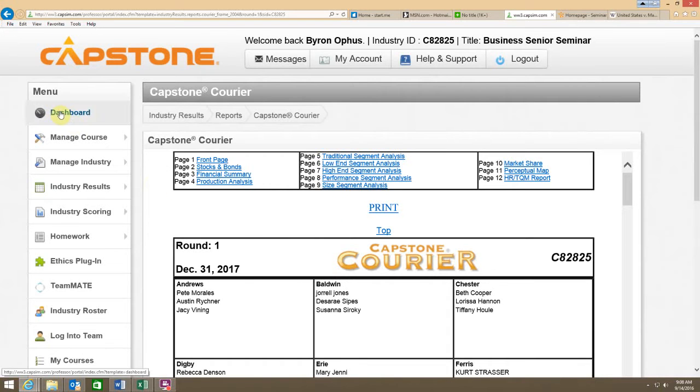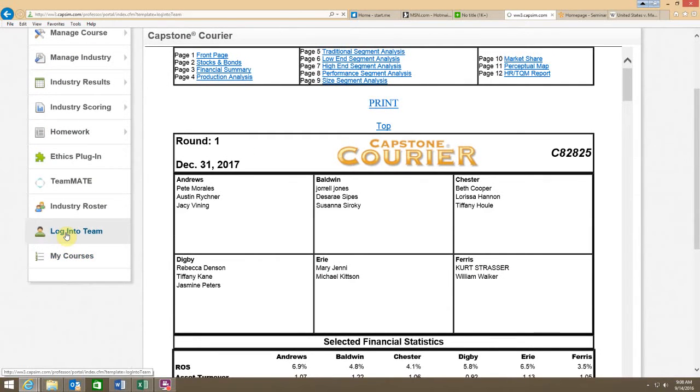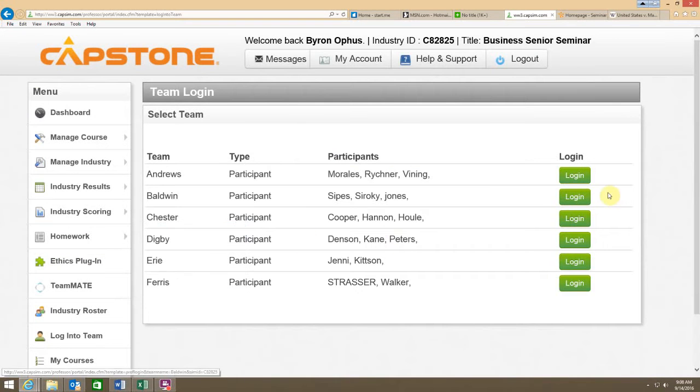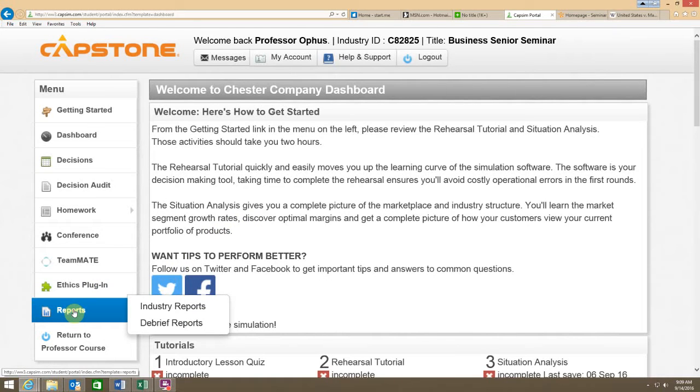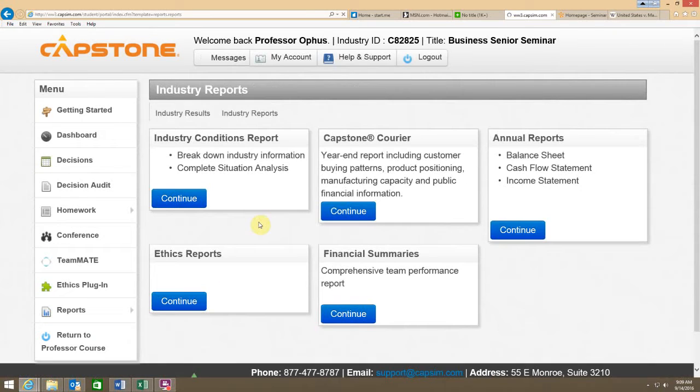I'll log into a team here because I want it to look kind of like what you guys see, so no particular reason, I'll pick Team Chester this time. Okay, and so when you're here, what I typically do, and again, you guys may find other ways or routes that you want to use, but I would typically go to reports, industry reports, and then this Capstone Courier.